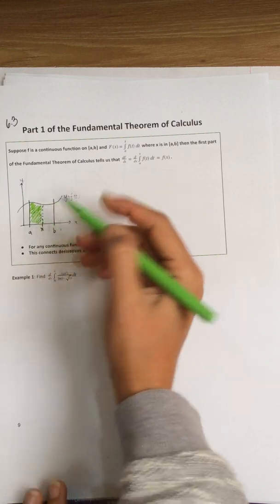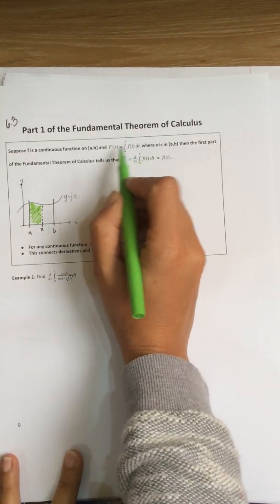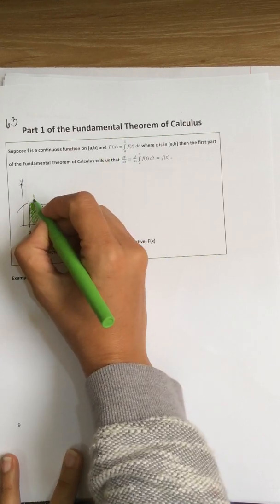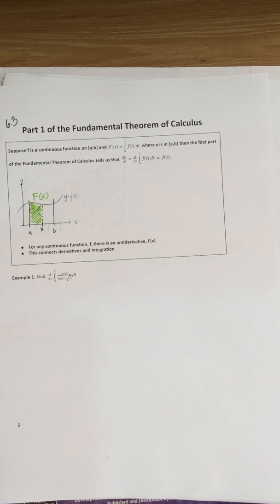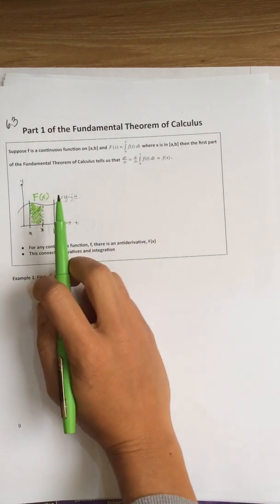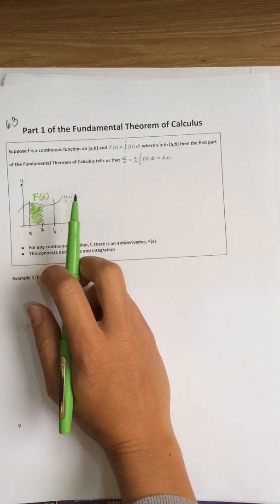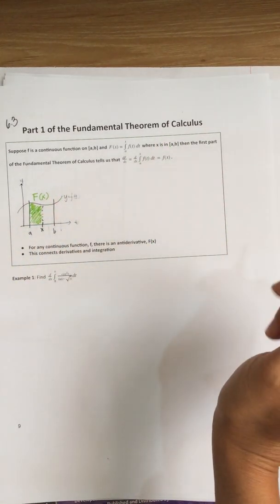Okay, so what is this telling us? This is telling us that the area under the curve from a to x is equal to capital F of x. Okay, so we can represent it as that. So it's the capital F of x. It's this new function that tells us the area under the curve, which can be found using the integral. Okay? All right, that area is F of x.